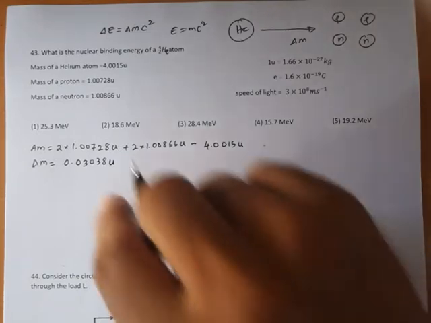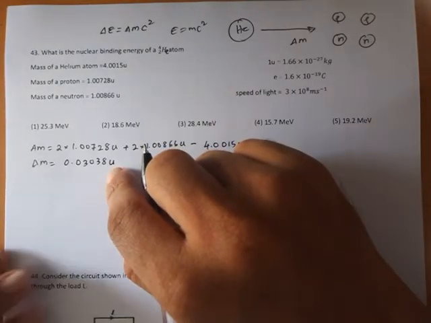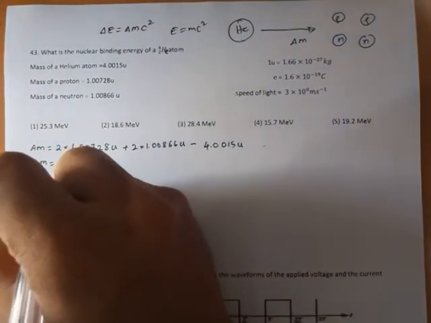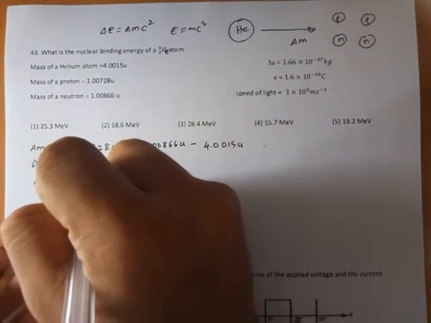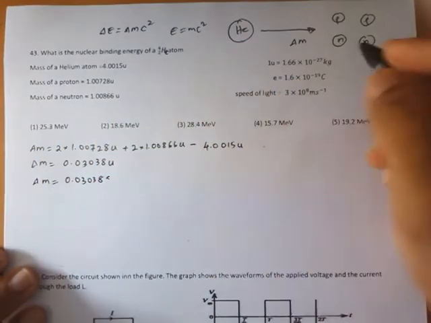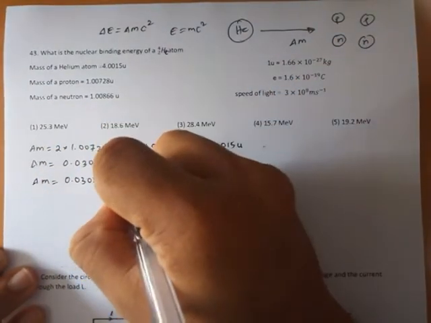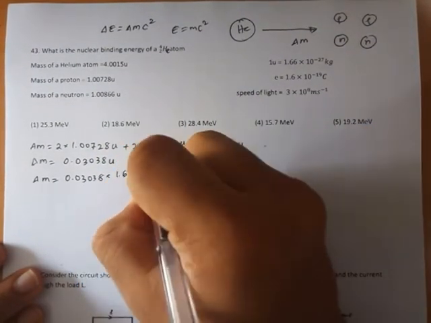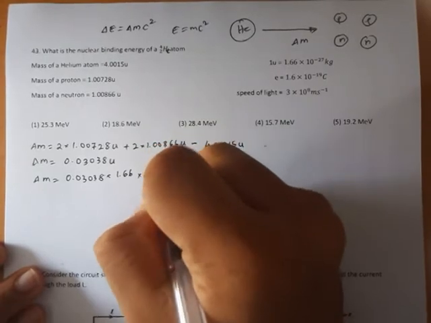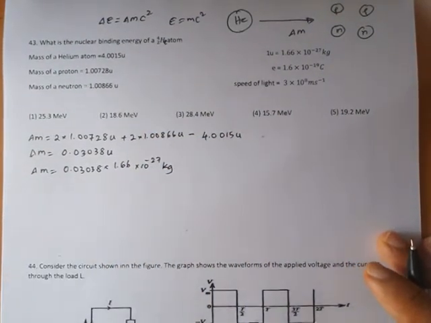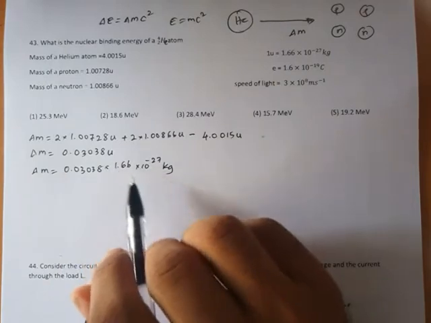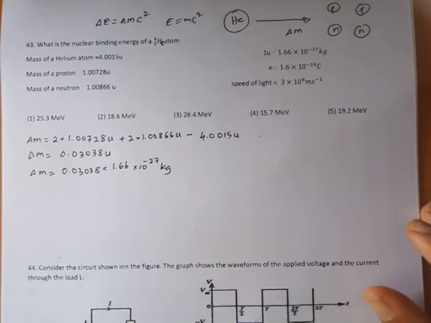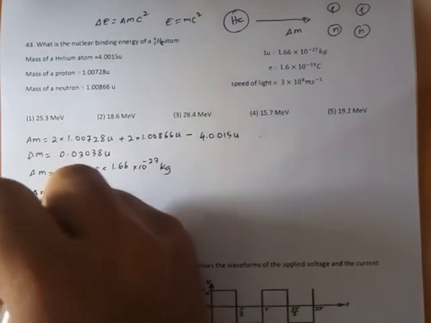Now we can convert U into kilogram using this one. So delta M equals 0.03038 times 1.66 times 10 to power minus 27 kilogram. Here you can use a logarithm to simplify these kinds of calculations. Anyway, we get delta M if you do this.